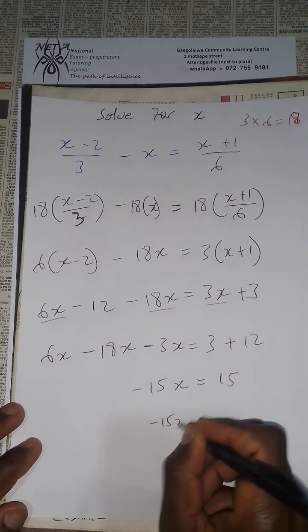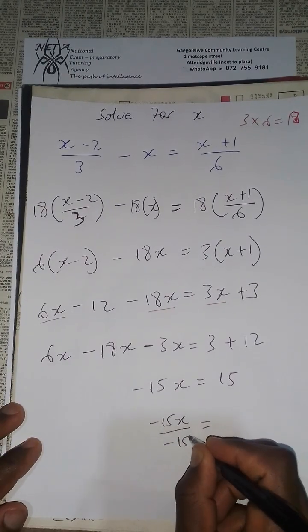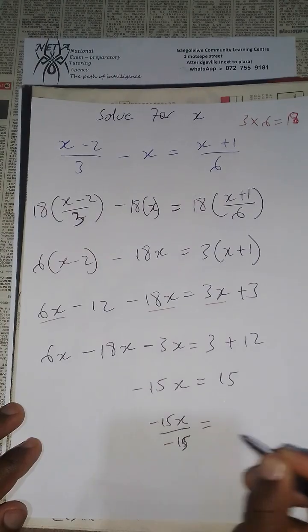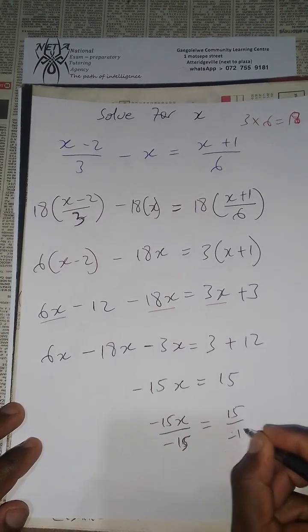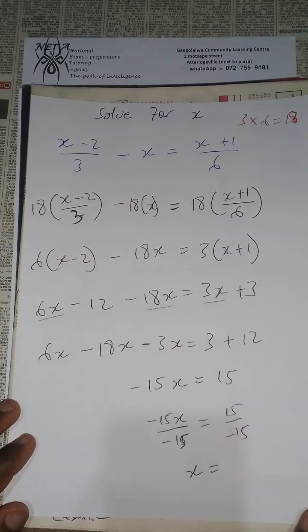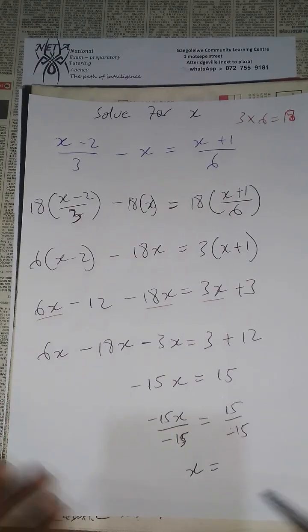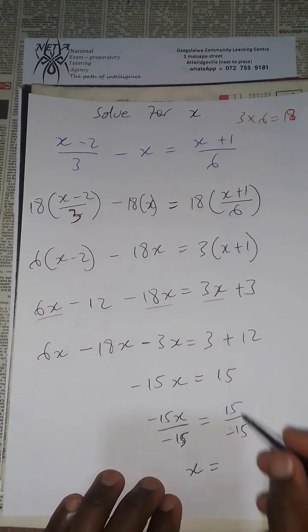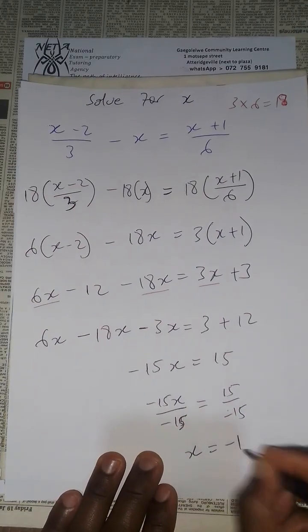Therefore you have to divide both sides by negative 15, because the question says solve for x. The question does not say solve for negative x. Therefore you can't leave it as it is. And when we divide both sides by negative 15, this negative 15 will dissolve this negative 15, so that we are left with x, and this one will become the value of negative 1.